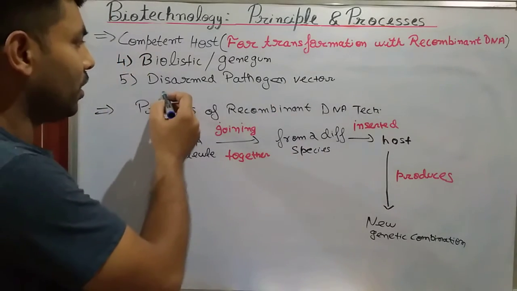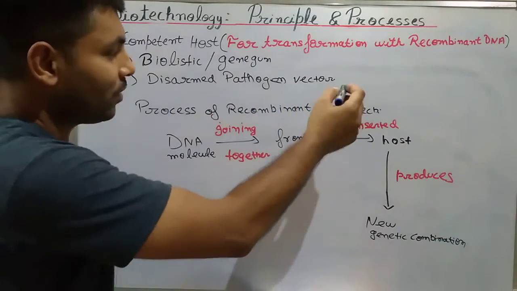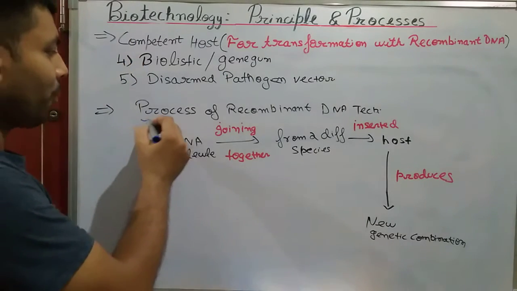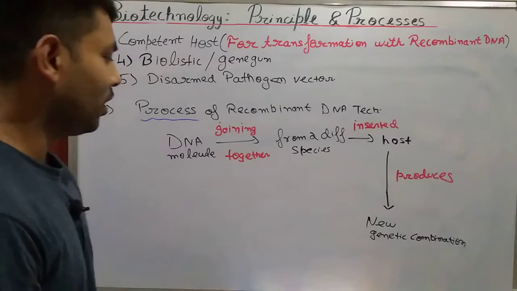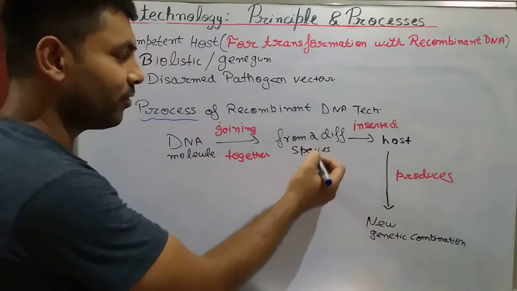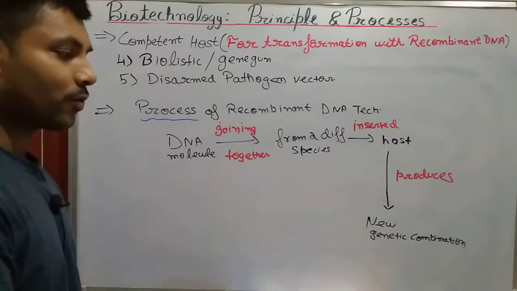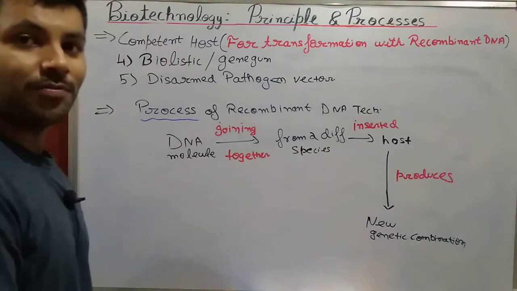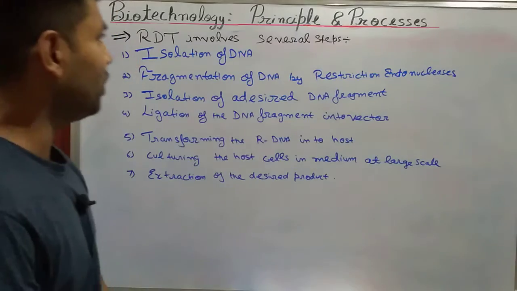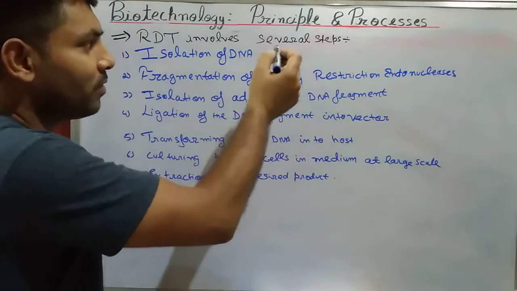Now see, fifth point, disarmed pathogen vector. It is basically used to inject into the cell to transfer rDNA to the host cell. Now see, the process of recombinant DNA technology. DNA molecules from two different species are joined together and inserted into the host cell to produce a new genetic combination. It is basically used in the field of agriculture.